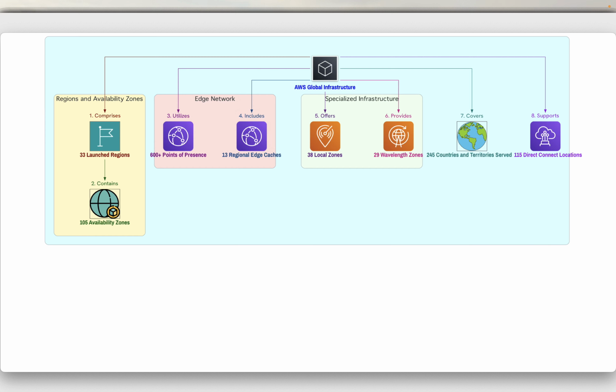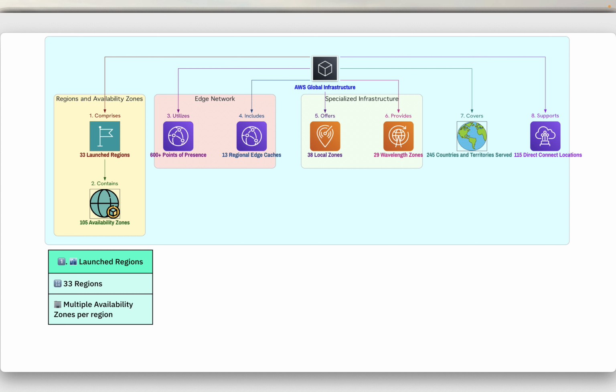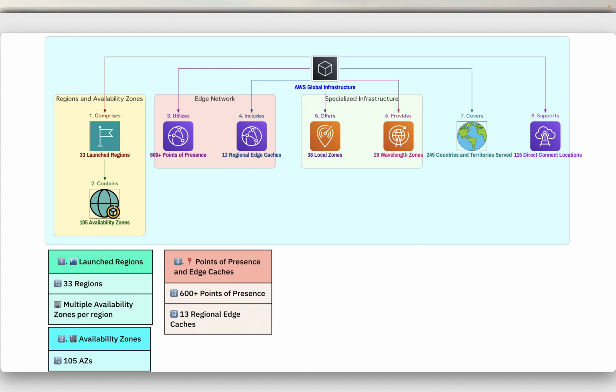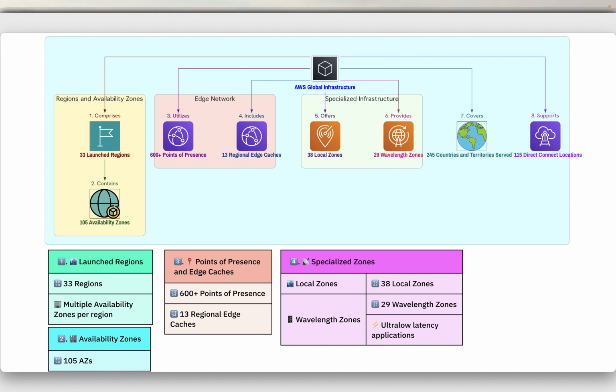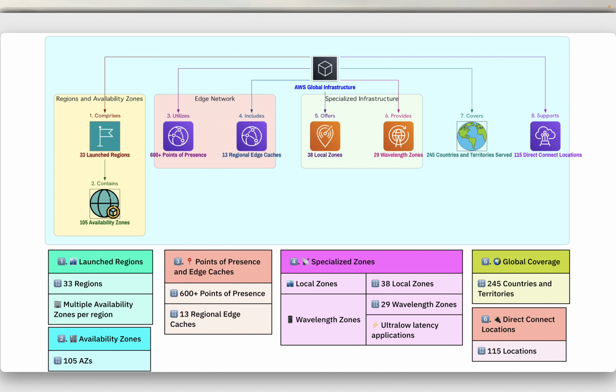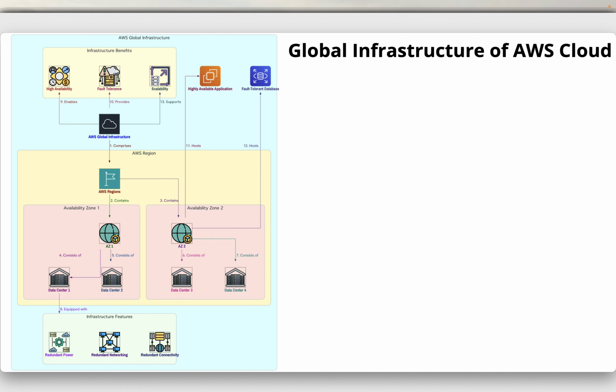AWS Global Infrastructure contains, first, 33 launched regions, each with multiple availability zones, AZs. A total of 105 availability zones and counting. 600 plus points of presence and 13 regional edge caches. 38 local zones, 29 wavelength zones for ultra low latency applications. 245 countries and territories served. 115 direct connect locations. So that is the global infrastructure of AWS clouds.